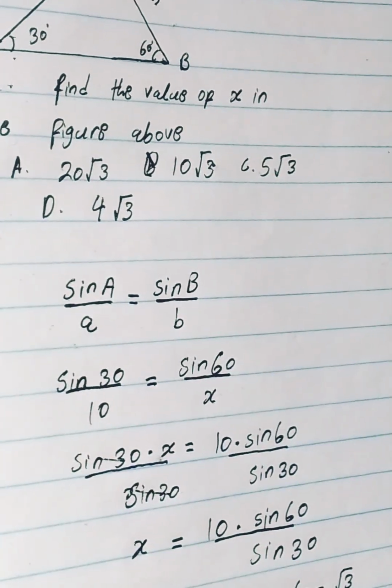So once you see a question like this, please be very careful. And there are some questions that involve using the cosine rule. We also have the cosine rule, depending on what we are given. So we solve accordingly.